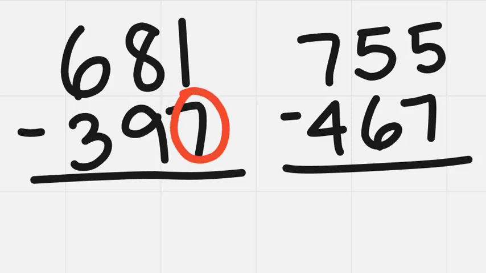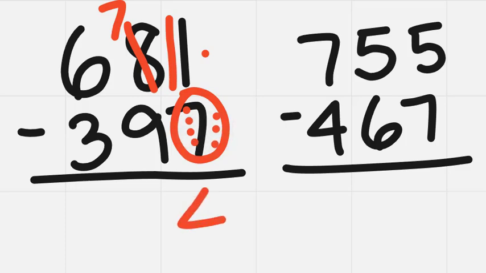We'll circle the 7, which means to borrow. The 1 becomes an 11. The 8 becomes a 7. Then we'll touch and count. 11, 10, 9, 8, 7, 6, 5, 4.